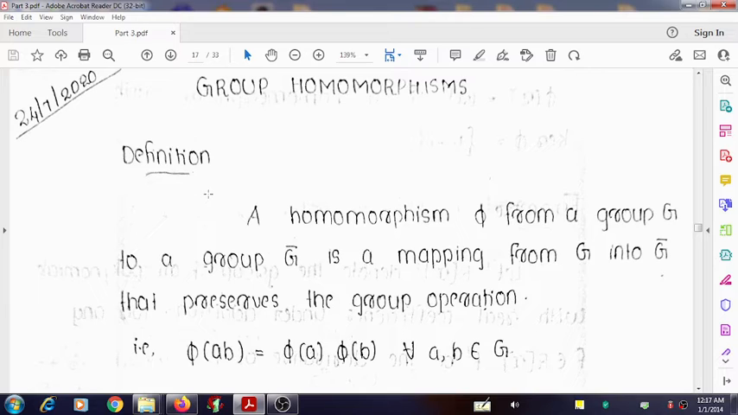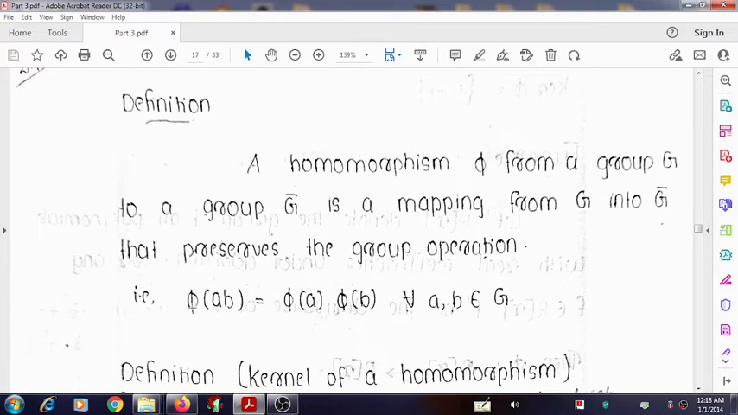A homomorphism is a function phi which is defined from a group G to another group. We will take two groups, G and G bar, that we are considering here, and a function is defined from the first group to the second group. This is the first group and G bar is the second group. And this function must satisfy the following condition.